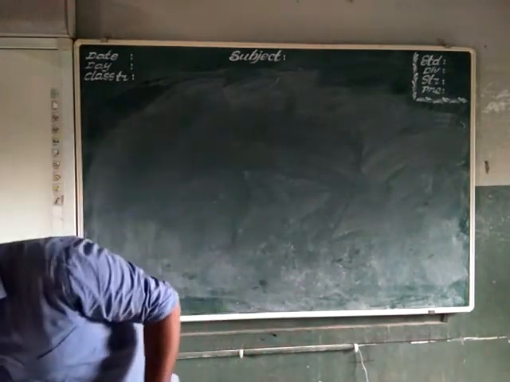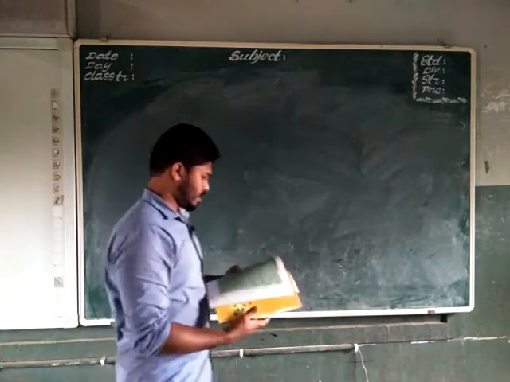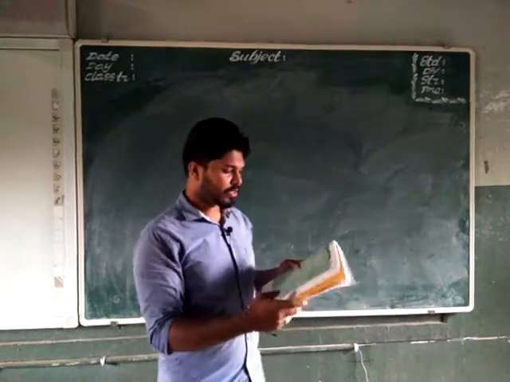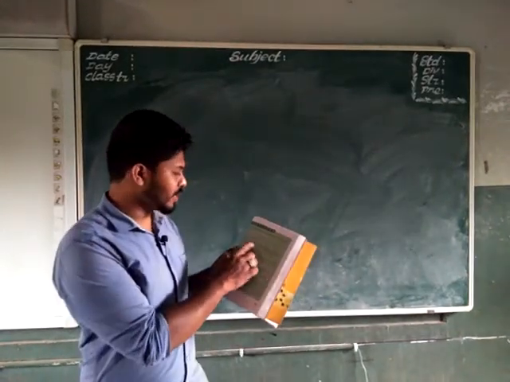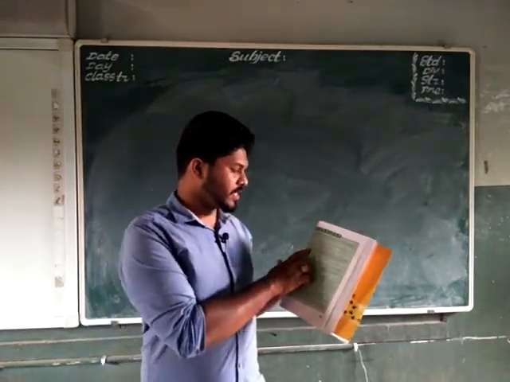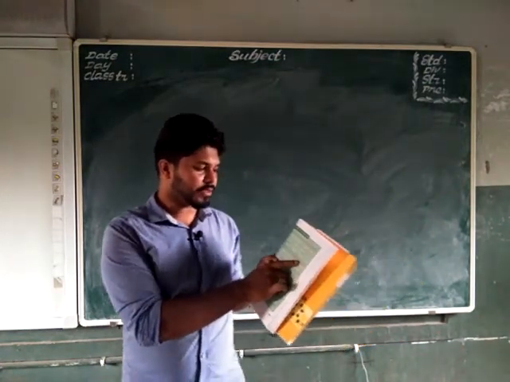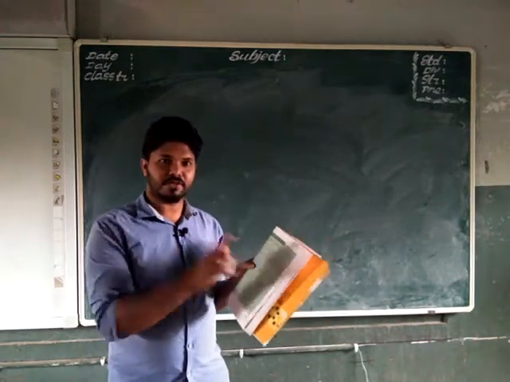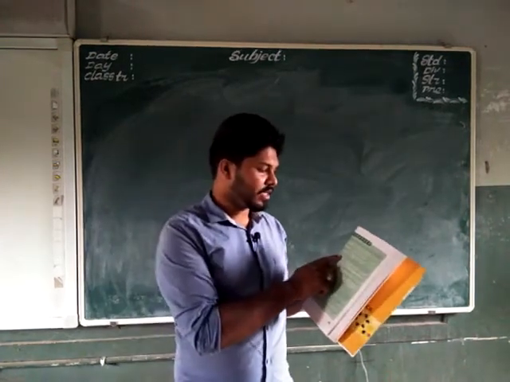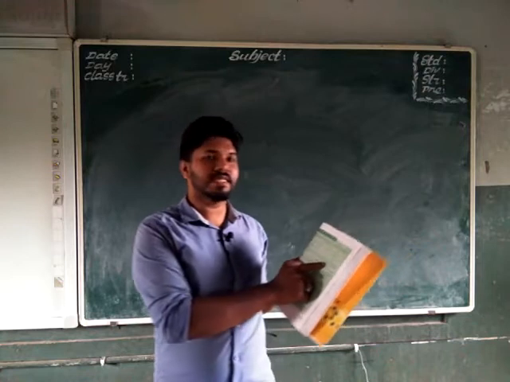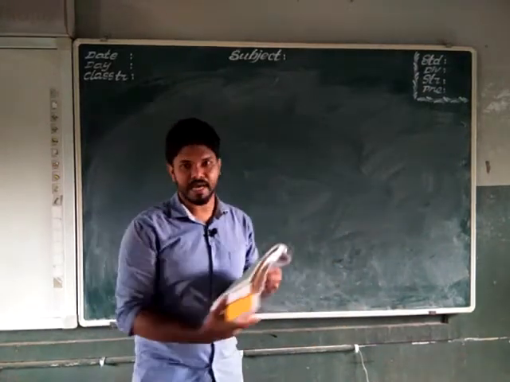See, the fourth question is: two conducting wires of the same material, of equal length and equal diameter, are first connected in series and then in parallel in a circuit across the same potential difference. Note that the potential difference is the same. The ratio of heat produced in series and parallel combinations would be dash.